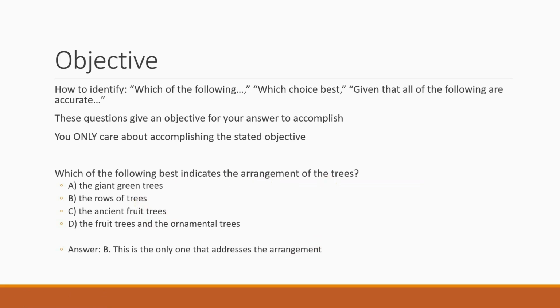Another really important thing to point out, and this is why I put it right after conciseness, if you have an objective question, don't worry about conciseness. You only want to worry about what is that objective. Because notice, this is the shortest answer, but that is not why I chose it. If they ask which one tells you what different types of trees you have, the answer would be D, even though it's the longest.